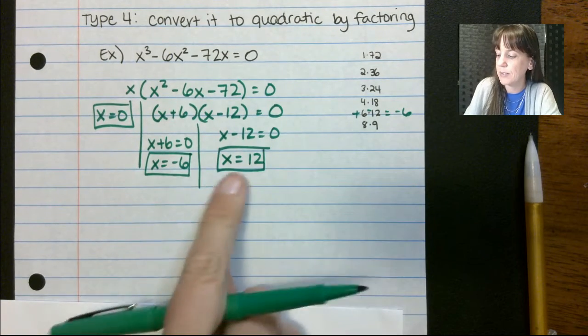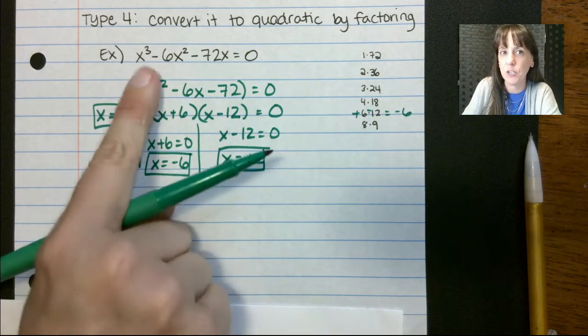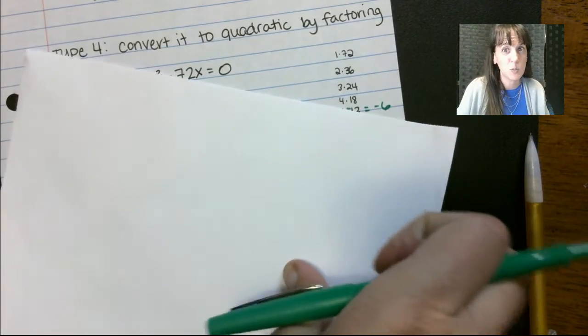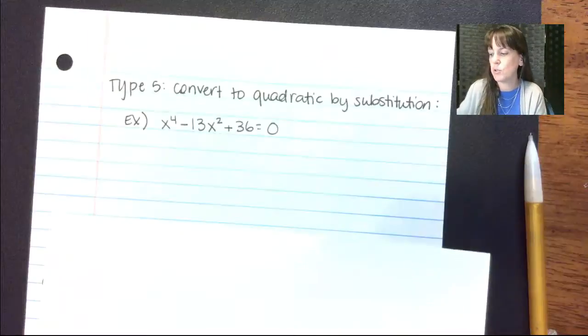All right, so how many answers do I have? 3. How many should I have? 3. Beautiful. Let's see a couple more of these special equations. So type 5. We can convert it to a quadratic by substitution.